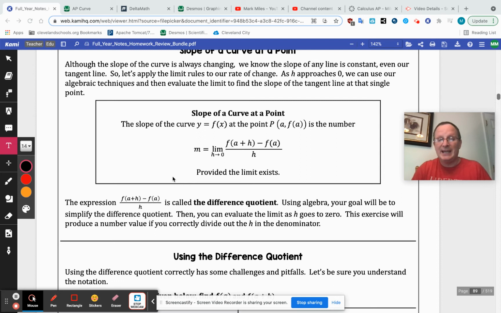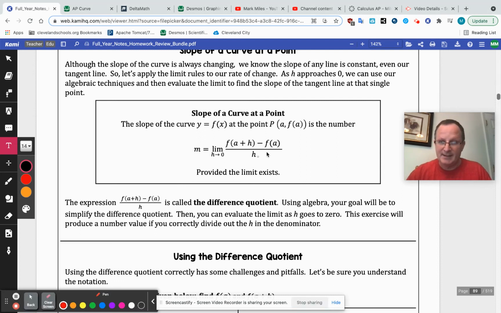This is actually equal to, and we can go ahead and write it right now. I'm going to go ahead and say it. This is equal to f prime of a. That's the derivative at a particular point. The derivative at a particular point. All right, that's what we're going to do.